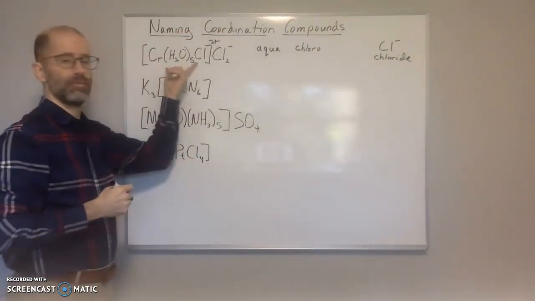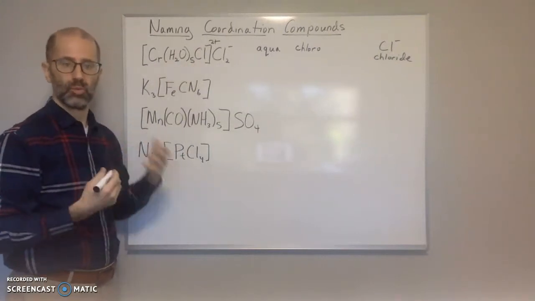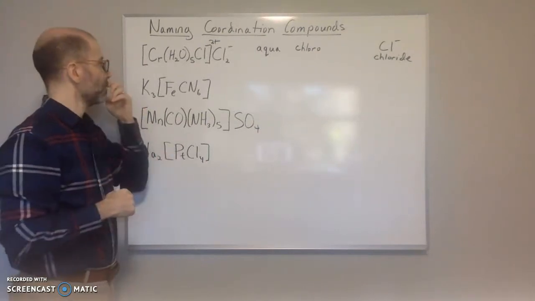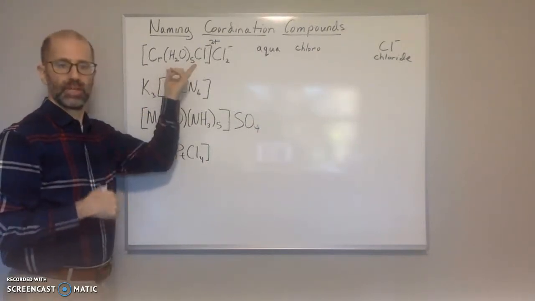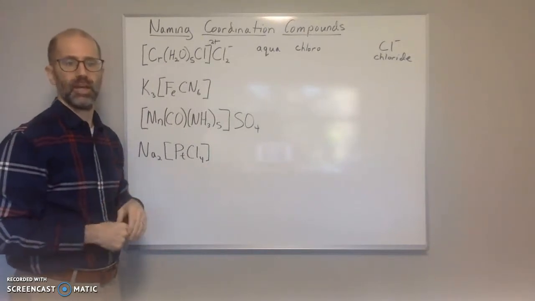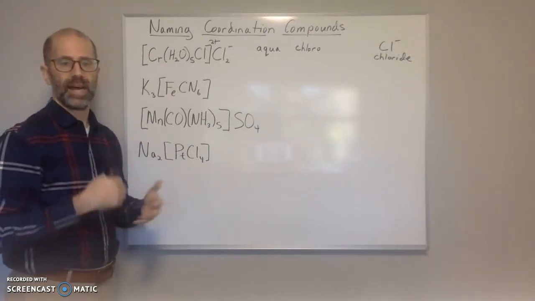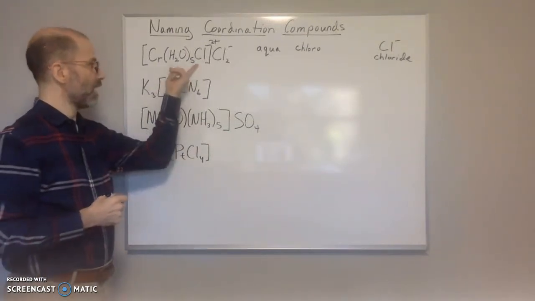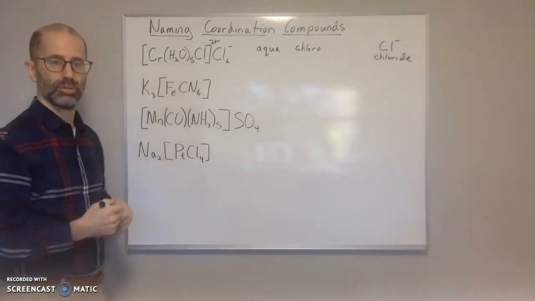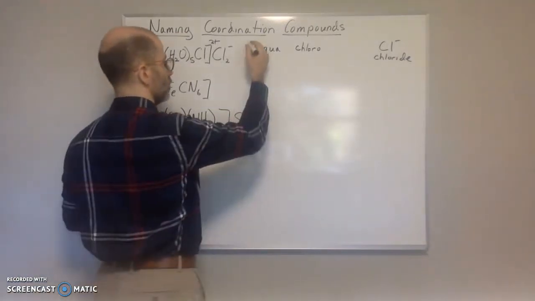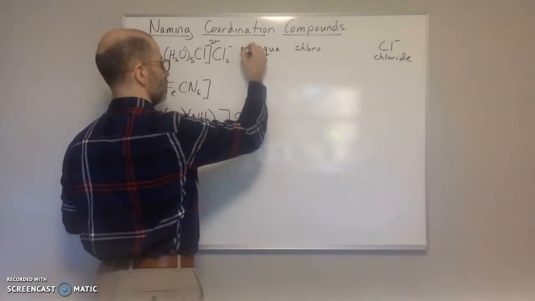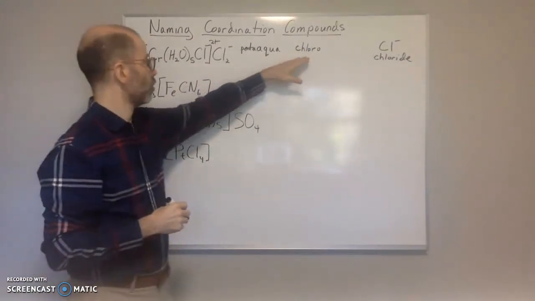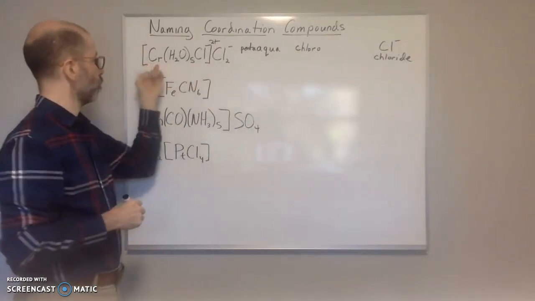And then we've got to use prefixes to indicate how many of each one we have. If we only have one, then we don't need a prefix. If we have more than one, then you need a prefix. This is where the Greek prefixes come in, where you have di, tri, tetra, penta, things like that. So we have 5 water molecules, so we're going to do penta. And then we have chloro, and then we have chromium.